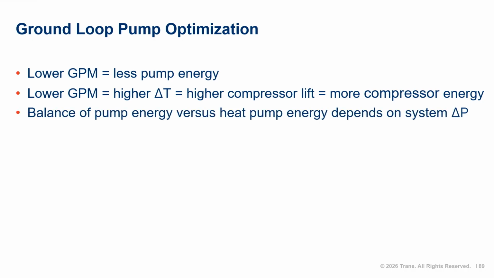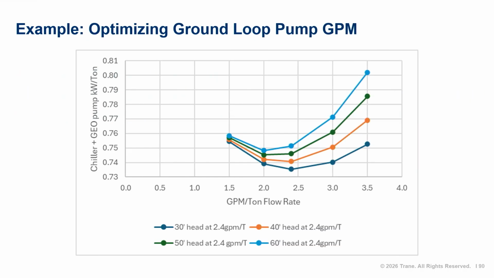The sweet spot for ground loop pump speed will depend on the system differential pressure. A higher system DP uses more pump energy, so we can save more energy if those pumps are turned down. This example analysis uses a Trane RTWD heat pump chiller and a system DP value ranging from 30 to 60 feet of head. It shows an optimal ground loop flow rate between 2 and 2.4 GPM per ton. This translates to ground loop delta T of 10 to 12 degrees, depending on the system DP.